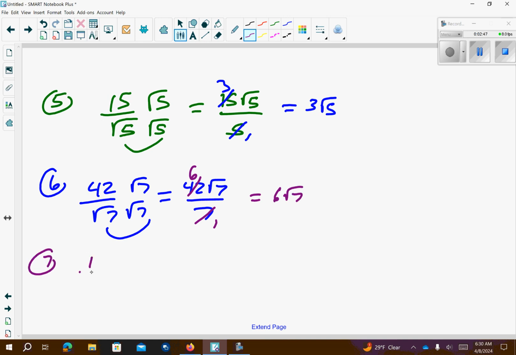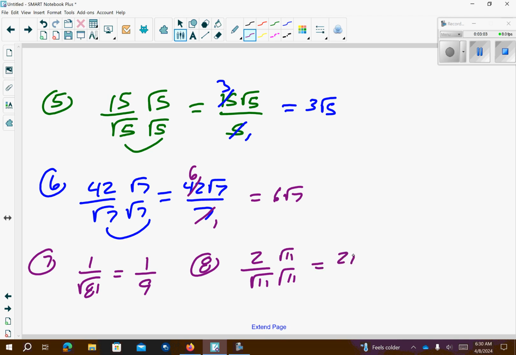Number 7, 1 over root 81. There's nothing to do with this right now other than take square root of 81. What's the square root of 81? Yeah, it's just 9, so didn't have to do anything fancy to that one. Number 8, we have 2 over root 11. Multiply top and bottom by root 11. So that's going to give me 2 root 11. Root 11 times root 11 is root 121. Square root of 121 is 11. This won't reduce. That's already done.